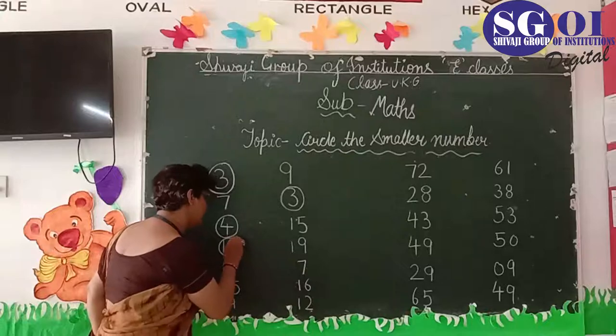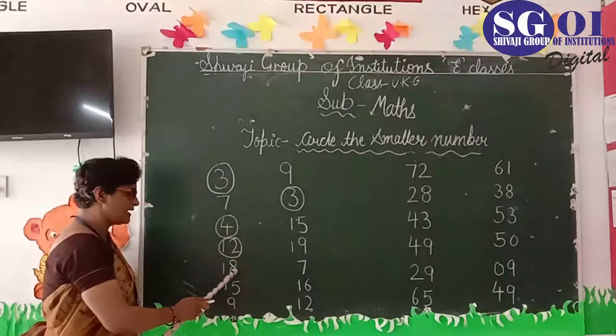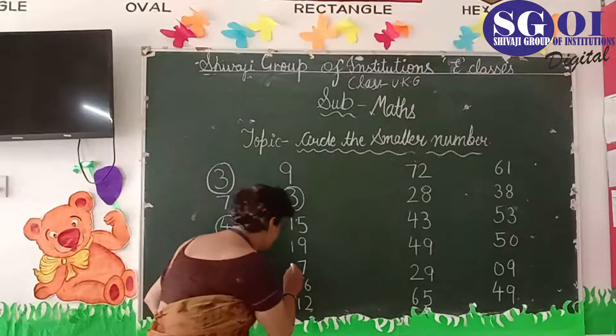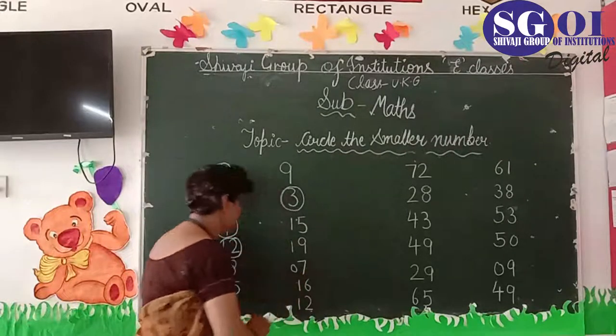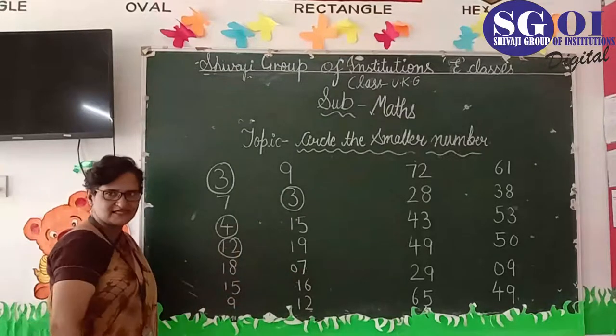All of you circle with me. Okay. This is number 18 and this is number 7. Which number is smaller? 7. 7 is smaller.